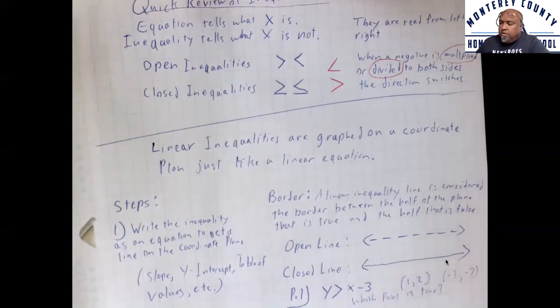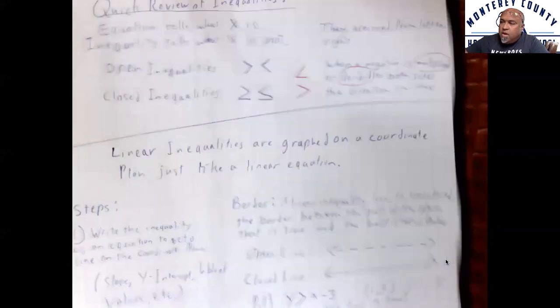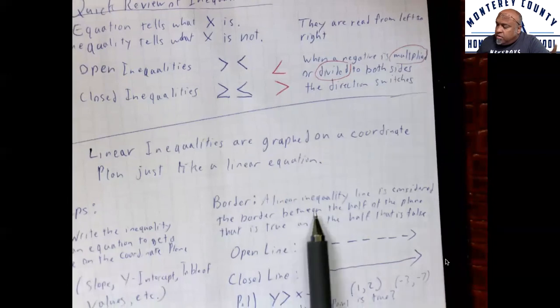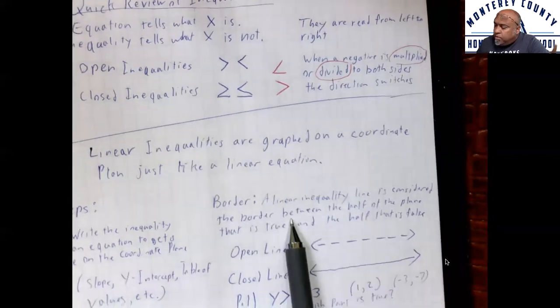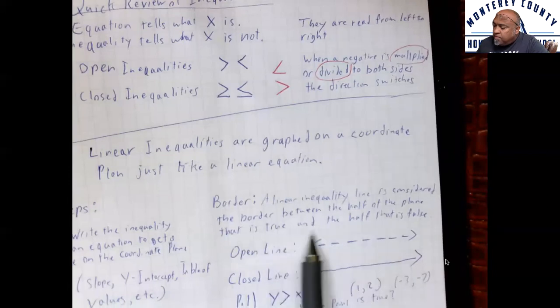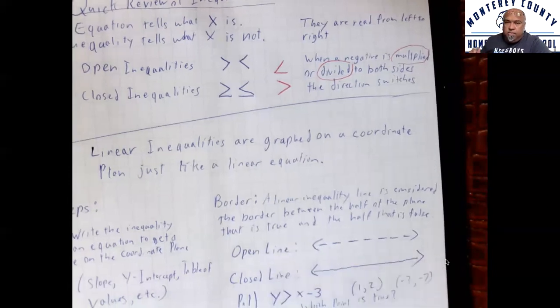A couple things that are different. I have some vocabulary to go over. The word border. A linear inequality line is considered the border between the half of the plane that is true and the half of the plane that is false. So on your coordinate plane, you actually cut your coordinate plane in half.